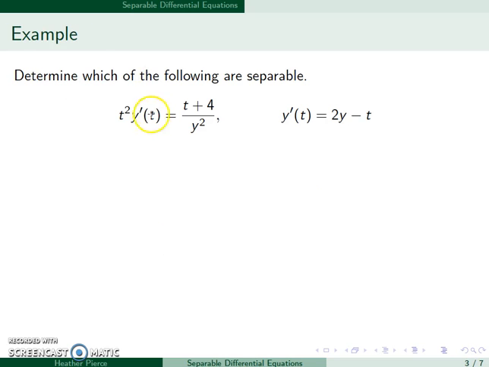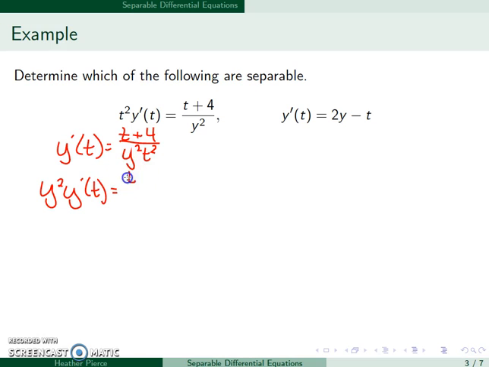So let's determine if these are separable. Here you'll notice there's a t squared on the left, however we could move it to the right by dividing. So now I have (t + 4)/t^2, multiplying both sides by y squared gives me y squared y prime equals (t + 4)/t squared.